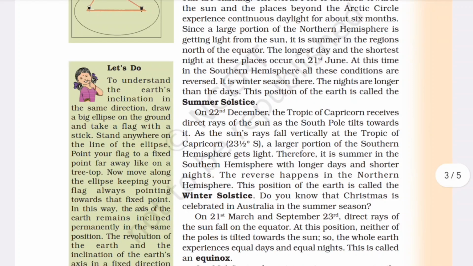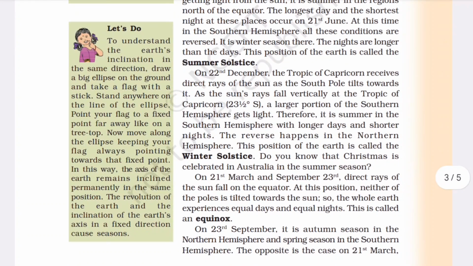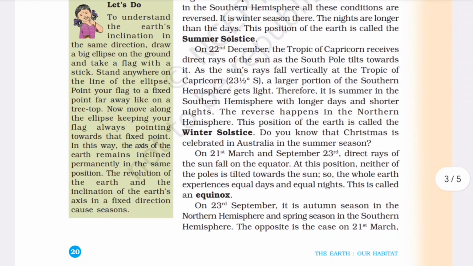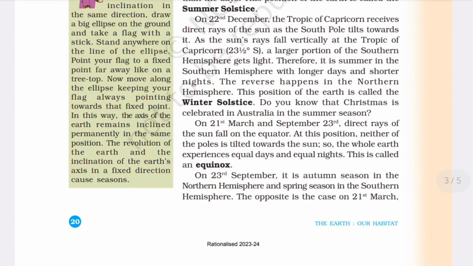On 22nd December, the Tropic of Capricorn receives direct rays of the sun as the south pole tilts towards it. As the sun's rays fall directly on the Tropic of Capricorn, that is 23 and a half degrees south, a larger portion of the southern hemisphere gets light. Therefore, it is summer in the southern hemisphere with longer days and shorter nights. The reverse happens in the northern hemisphere. This position of earth is called winter solstice. Do you know that Christmas is celebrated in Australia in the summer season?